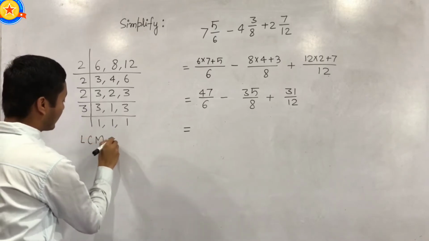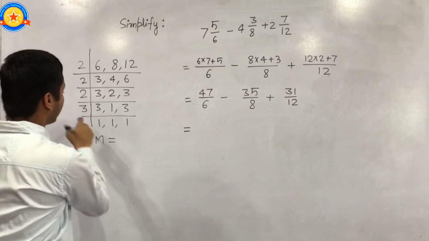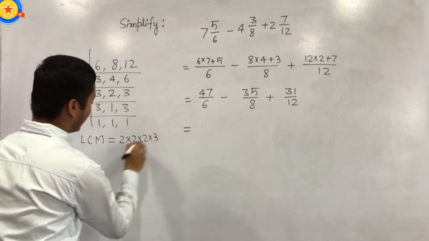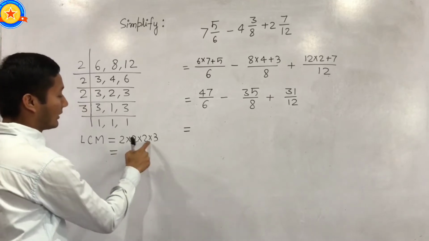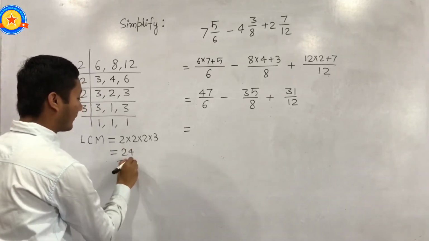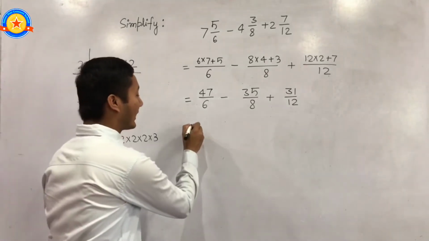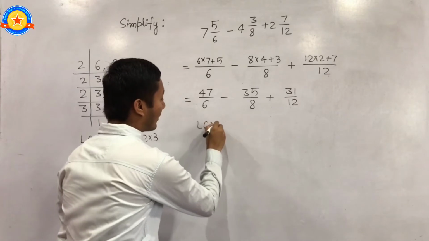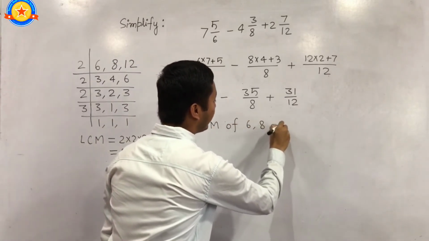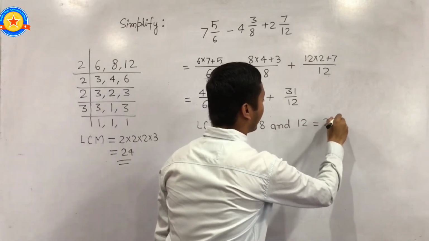LCM becomes 2 into 2 into 2 into 3. Finally we can say 3 twos are 6, 6 twos are 12, 12 twos are 24. 24 is our LCM. Now students, we can write the LCM of 6, 8 and 12 becomes 24.